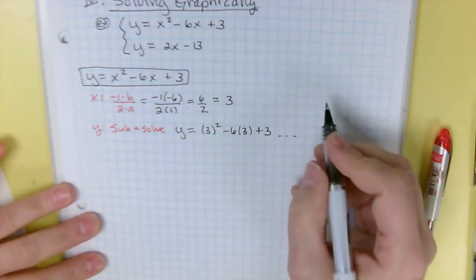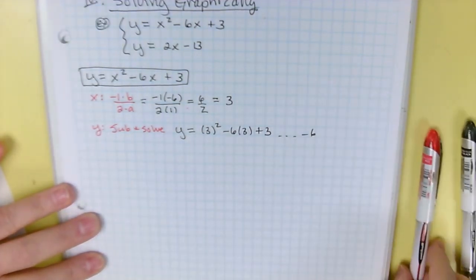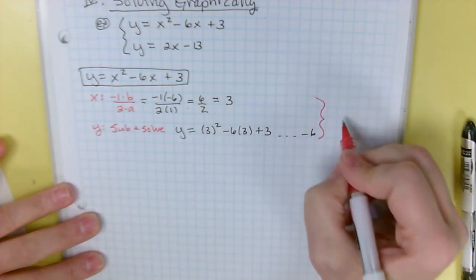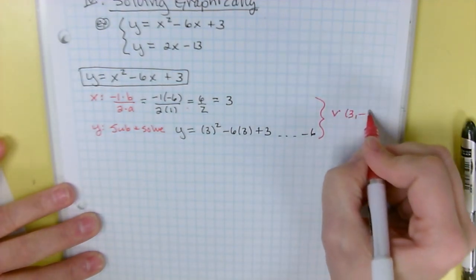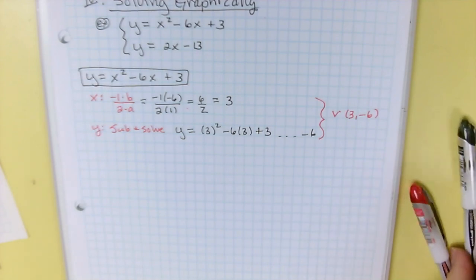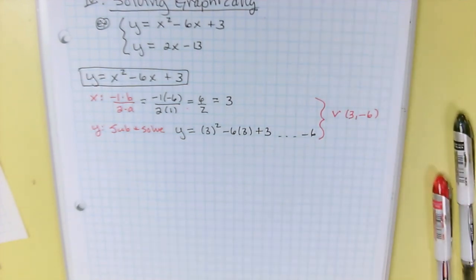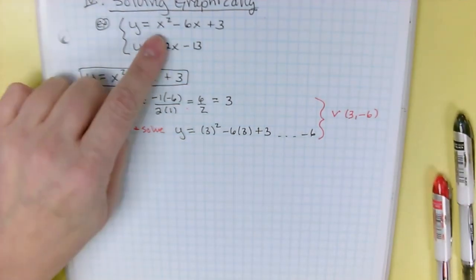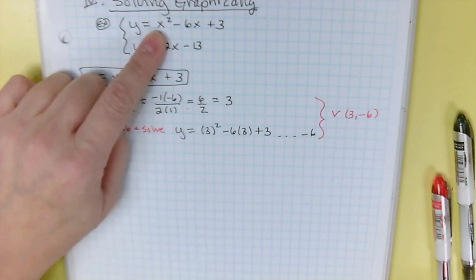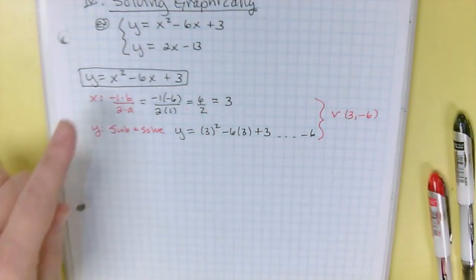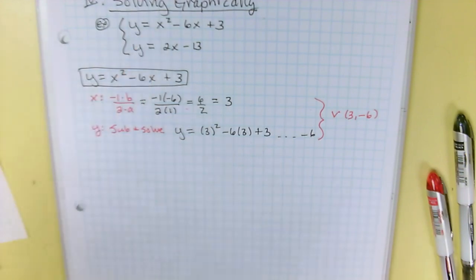So y equals 3 squared minus 6 times 3 plus 3. And again, I'm going to skip ahead a little bit. That ends up being -6. So from those two, our vertex is (3, -6). Other things that we know about this parabola: the a value is positive, so it's going to open up. The a value is a 1, so it's going to be a nice medium-sized bell on the parabola.